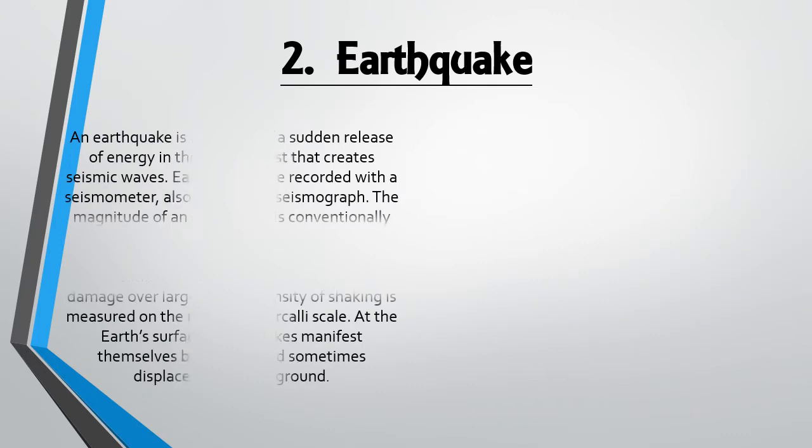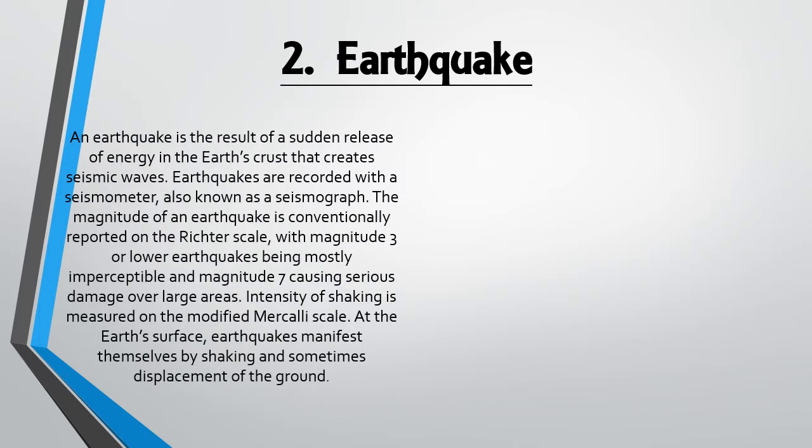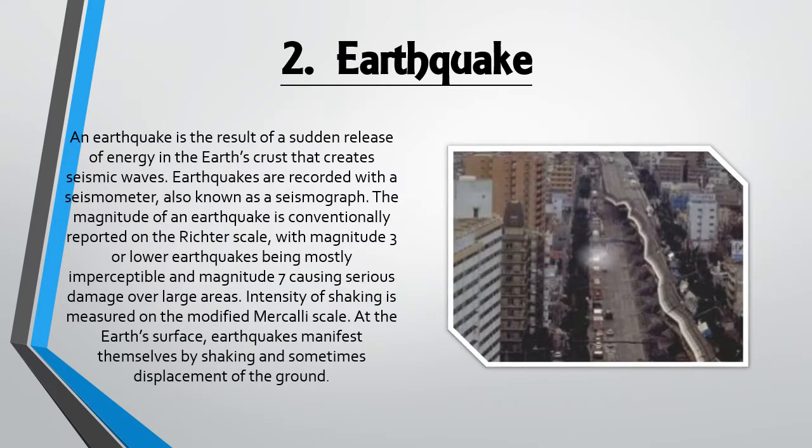Second, earthquake. An earthquake is the result of a sudden release of energy in the earth's crust that creates seismic waves. Earthquakes are recorded with a seismometer, also known as a seismograph. The magnitude of an earthquake is conventionally reported on the Richter scale, with magnitude 3 or lower earthquakes being mostly imperceptible and magnitude 7 causing serious damage over large areas. Intensity of shaking is measured on the modified Mercalli scale. At the Earth's surface, earthquakes manifest themselves by shaking and sometimes displacement of the ground.